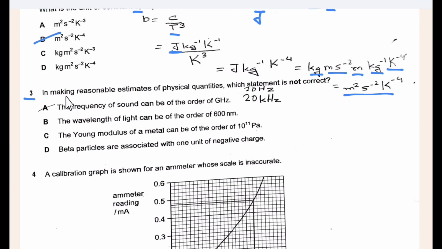Question number 3. In making reasonable estimates of physical quantities, which statement is not correct? So which statement is false or not correct? The frequency of sound can be of the order of gigahertz. Giga means 10 to the power 9, so 10 to the power 9 hertz, and normally for the audible range the frequency of sound is 20 hertz to 20 kilohertz, that means 20 into 10 to the power 3.